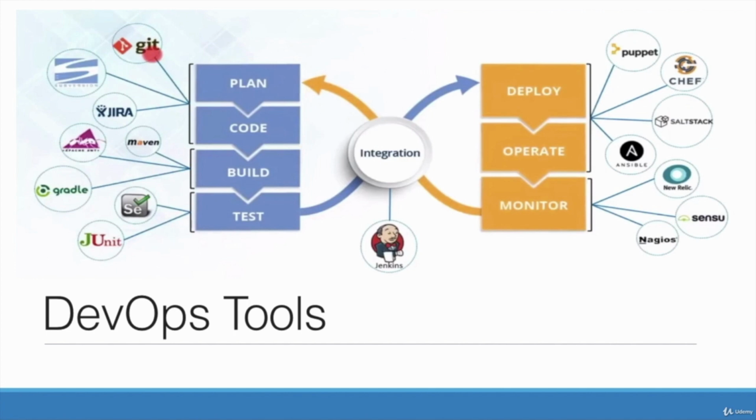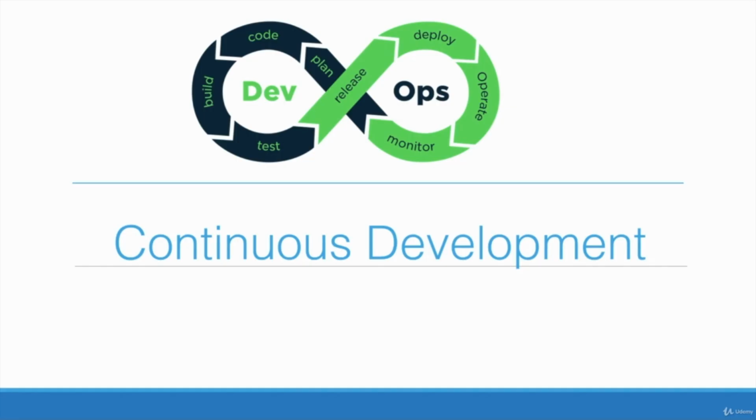Then we have continuous deployment and monitoring. For that we have tools like Ansible, Puppet, Chef, SaltStack, right? Then we have continuous monitoring, and we have New Relic, Sensu, and Nagios. This complete phase is basically called the DevOps phase, and these are the tools of the DevOps approach, right? So we are developing the project, building the project, testing it, deploying it, right? Monitoring it, and again building it. So this is DevOps, the continuous development.